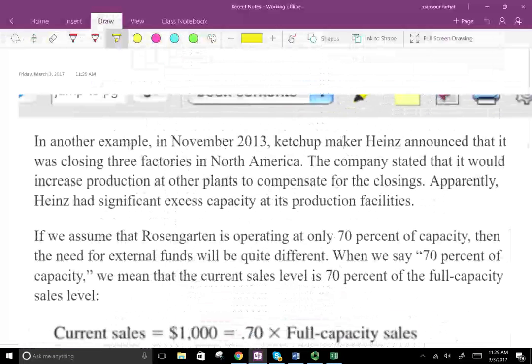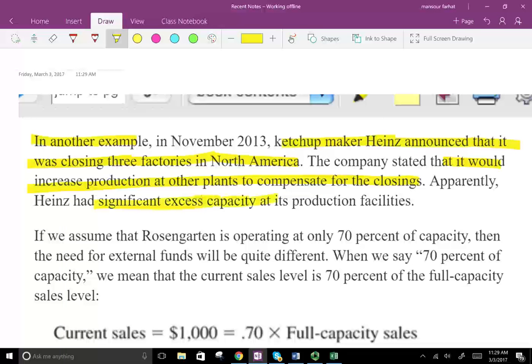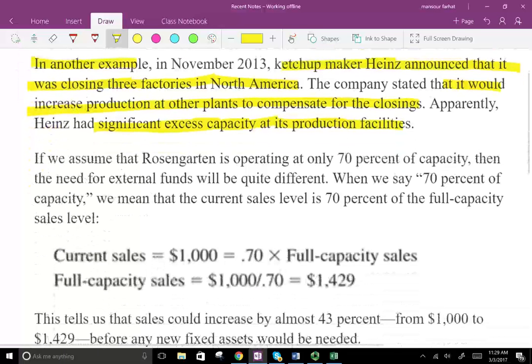Let's take a look at another example that's coming from your table kitchen. In November 2013, ketchup maker Heinz announced it was closing 3 factories in North America. The company stated it would increase production at other plants to compensate for the closing. So they closed 3 and increased production elsewhere. Apparently they had significant excess capacity, so that's why they closed them.